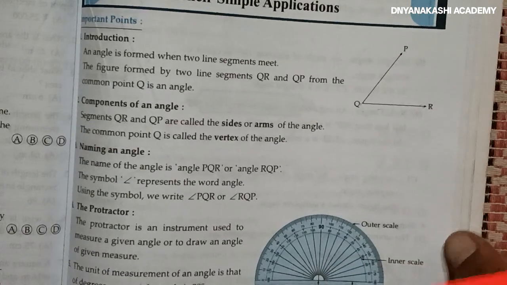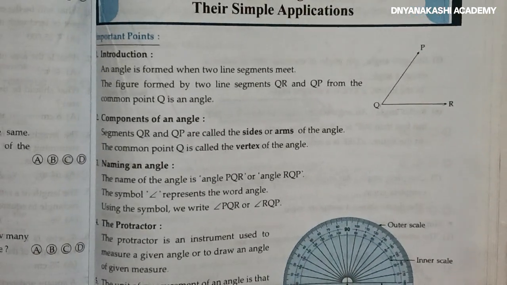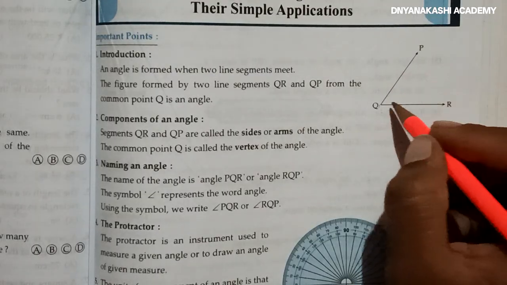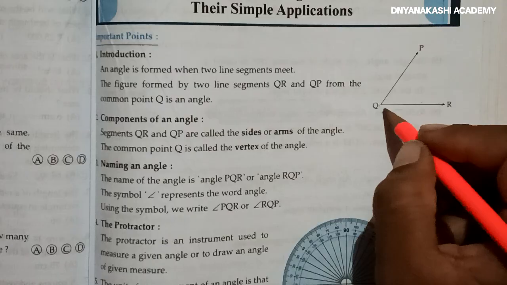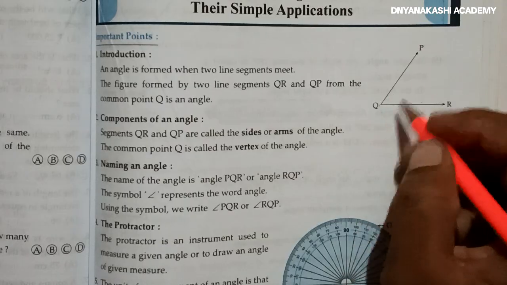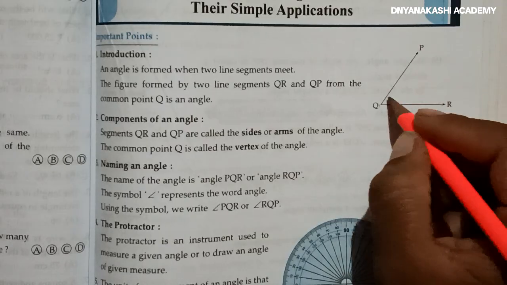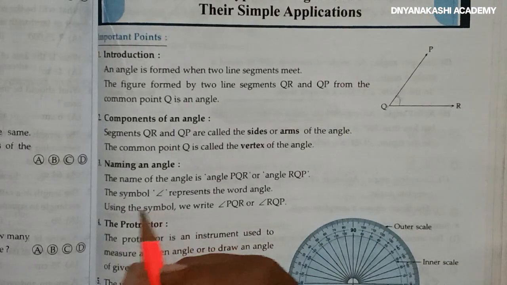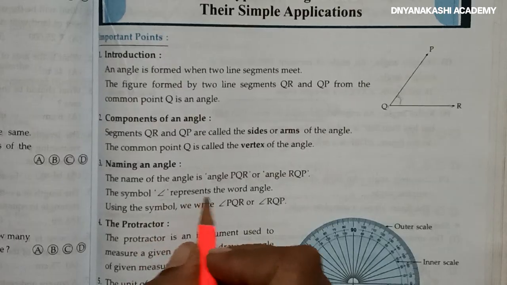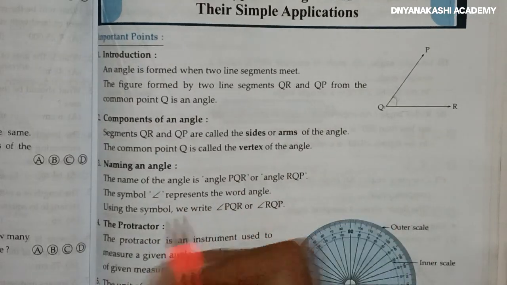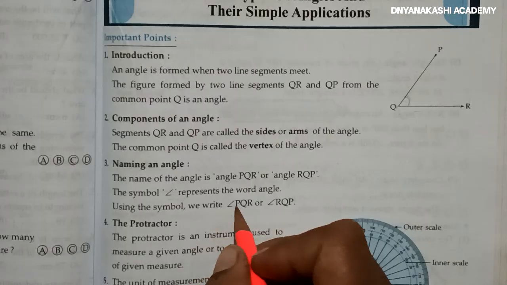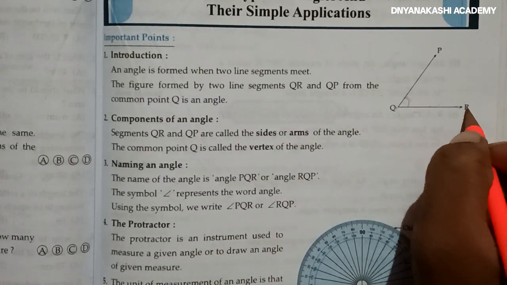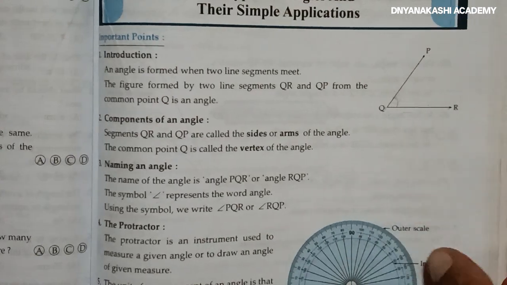And how do you name the angles? The two arms or two sides joining at a point, we call that point a vertex. The formation of the two arms is what we call an angle. Here, the symbol of angle is a representation of the word angle, using the symbol, angle PQR or RQP. Like this, you write the angles.